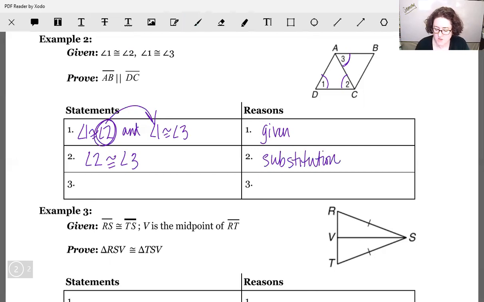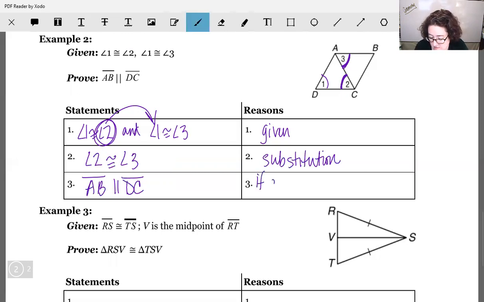Alrighty, so now we have angle 2 congruent to angle 3. We're trying to prove that line AB, or segment AB, is parallel to segment DC. Do we have enough information to do that? So we just stated that angle 2 and angle 3 are congruent. Do they make any special pairs of angles? One's on the left, one's on the right. They're in between our segments that we're trying to prove parallel. So those are actually alternate interior angles.